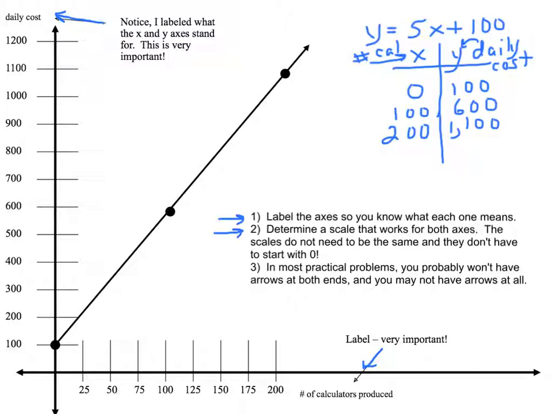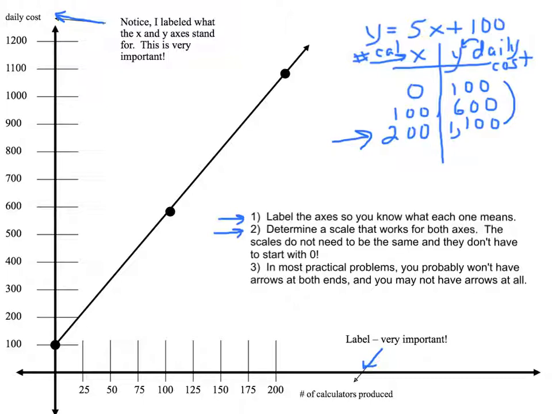Now, I did that knowing that I had to get up to at least 200, but I certainly did not need to count by hundreds. If I did, my graph would be fairly small. For my Y, I decided to count by 100s because I knew that for my Y, I had to get all the way up to 1100. It is very important to realize that the scales do not need to be the same, and they also don't have to start with 0, even though both of these ones do.